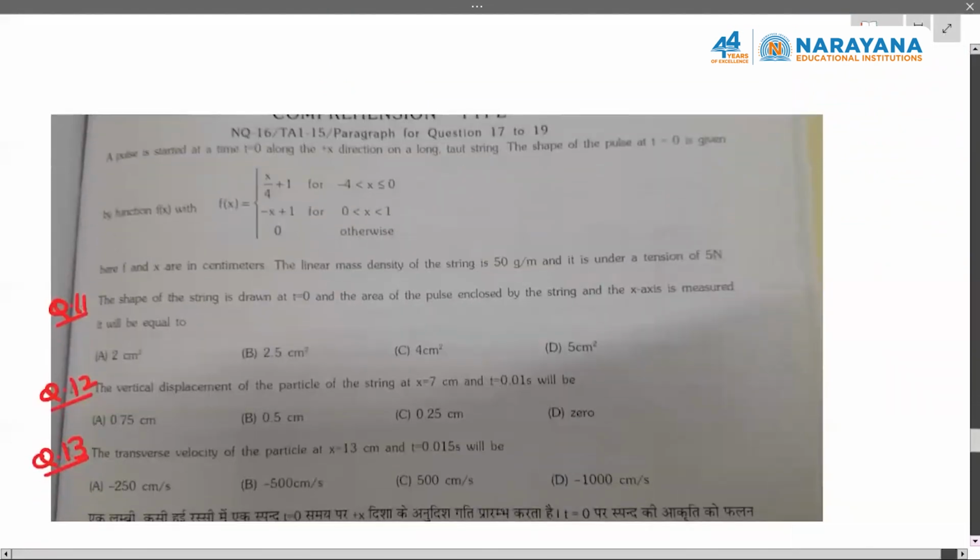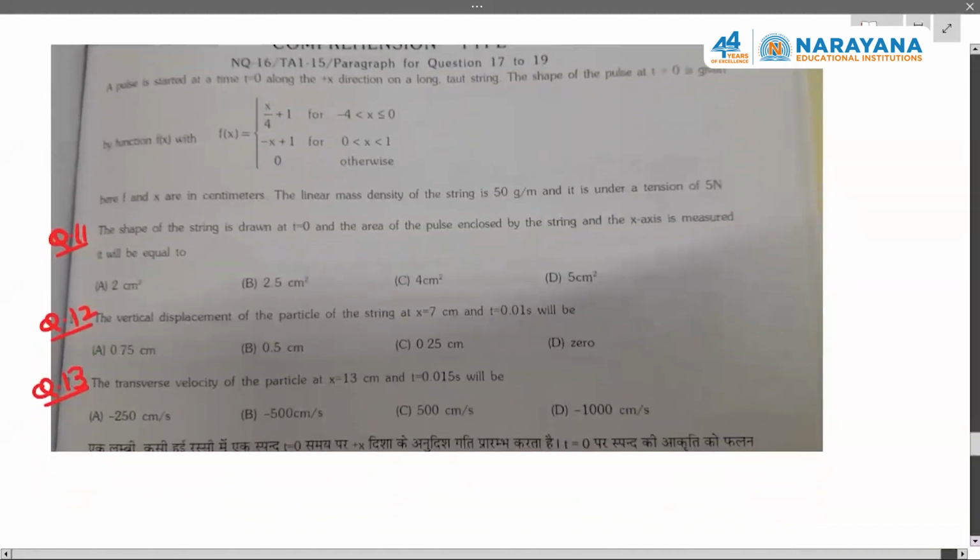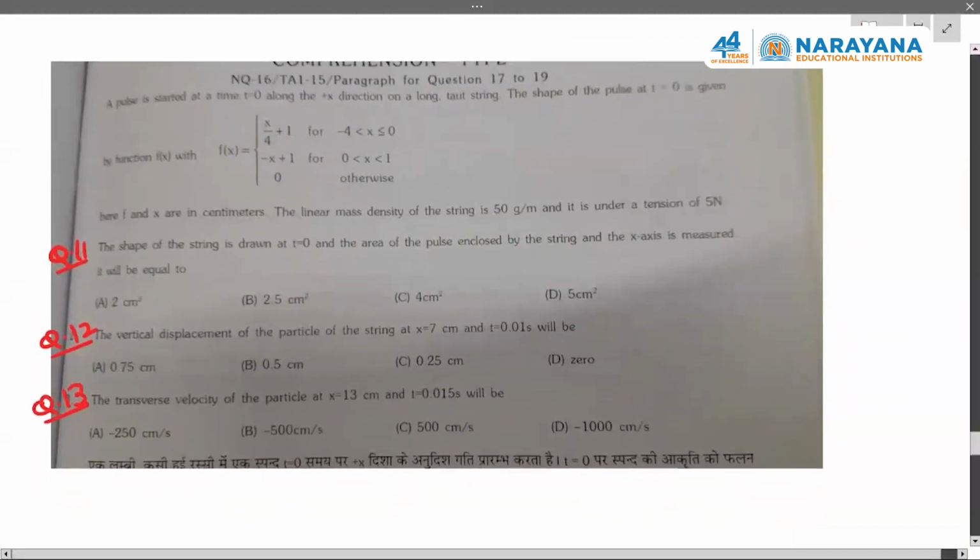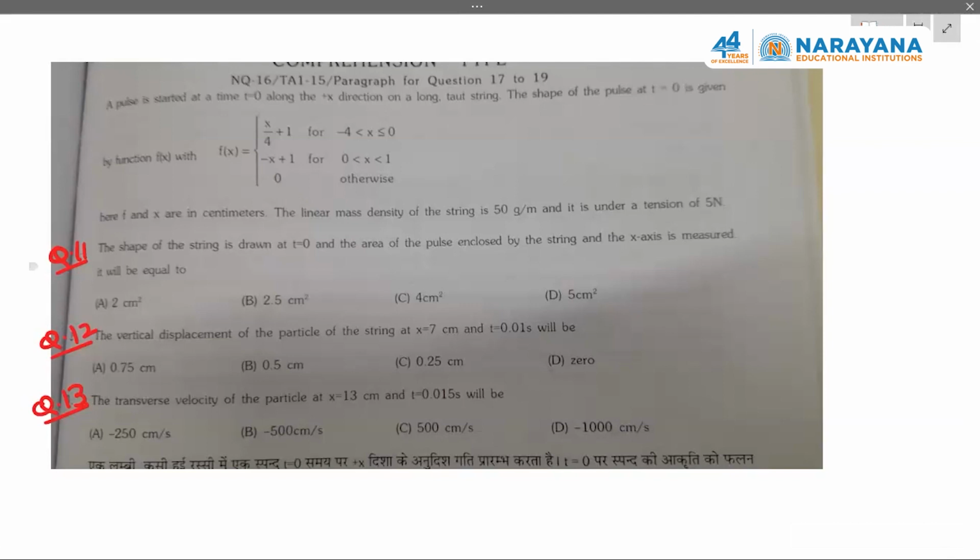Let me take up this problem where he has given these three pieces of information. Just check this carefully. Here a pulse is started at a time instance t equal to 0 along the positive x direction on a long taut string, and the shape of the pulse at t equal to 0 is given. I think there are a few parameters that he wants me to find out. Just check these parameters and try to answer the problem.